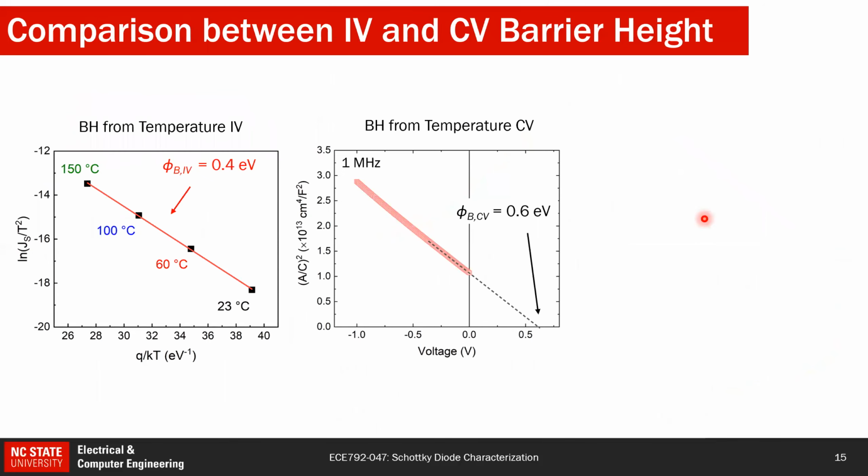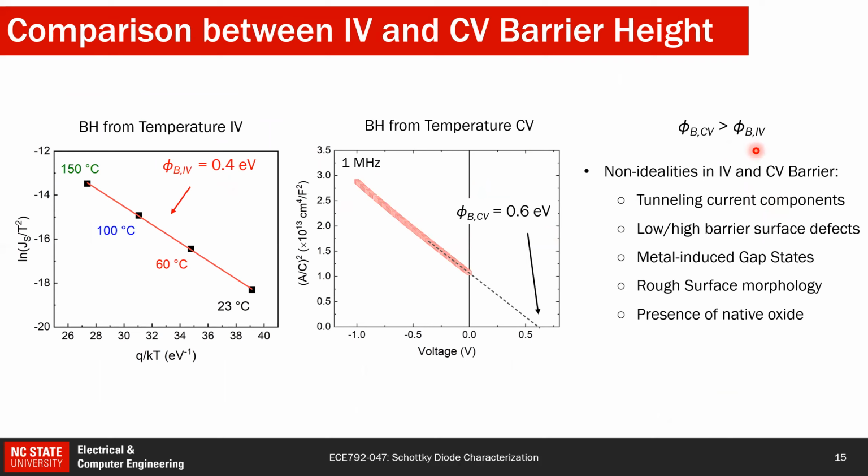So now let's compare the barrier height that we found from IV and CV. From temperature dependent IV, we found the barrier height is 0.4, whereas in CV, we found a barrier height of 0.6. So we can see there is a difference between the IV and CV. And usually this difference is because of a lot of non-idealities in the measurements, or actually in the devices.